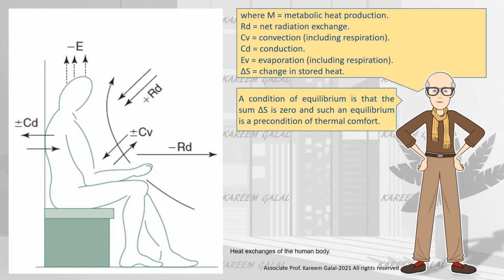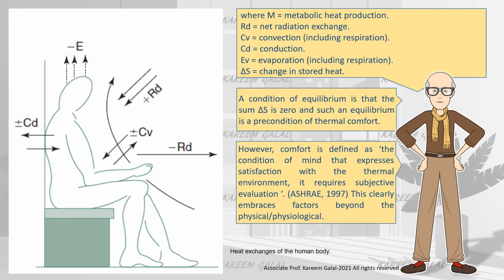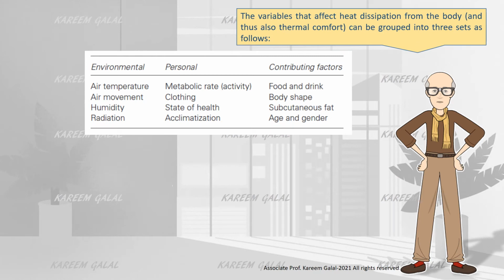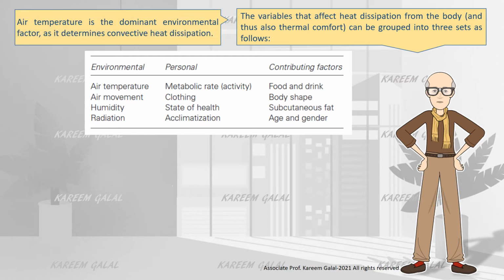thermal comfort. However, comfort is defined as the condition of mind that expresses satisfaction with the thermal environment. It requires subjective evaluation (Oshry, 1997). This clearly embraces factors beyond the physical/physiological. The variables that affect heat dissipation from the body, and thus also thermal comfort, can be grouped into three sets as follows. Air temperature is the dominant environmental factor, as it determines convective heat dissipation.